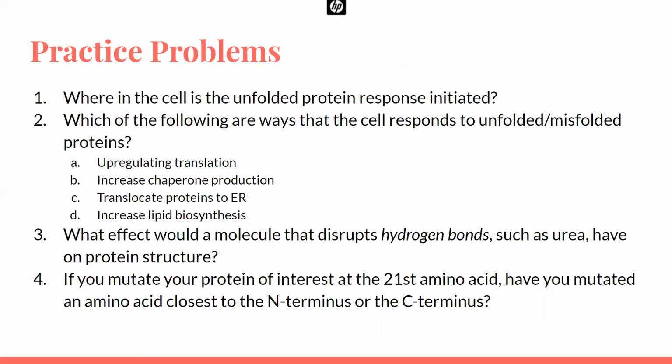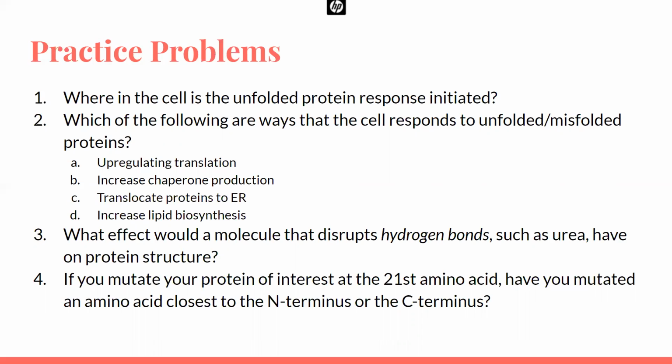All right, so these are some practice problems that can kind of just correlate to what we just talked about. So number one, where in the cell is the unfolded protein response initiated? Was that the endoplasmic reticulum? Yep, the UPR is in the ER. And the other one is the heat shock response, remember, and that occurs in the cytosol and the nucleus.